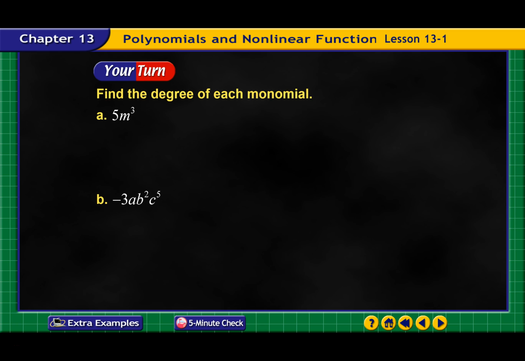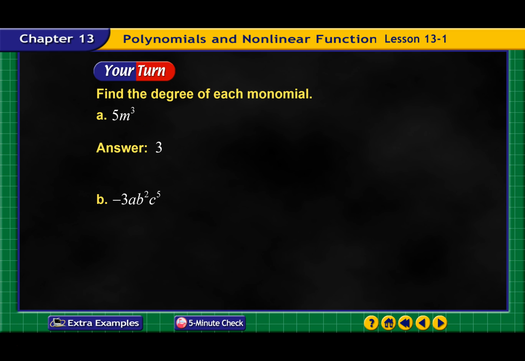All right, pause this one, give it a shot. All right, 5m cubed. There's nothing else there. There's no negatives, nothing in the problem. So that would have a degree of 3.